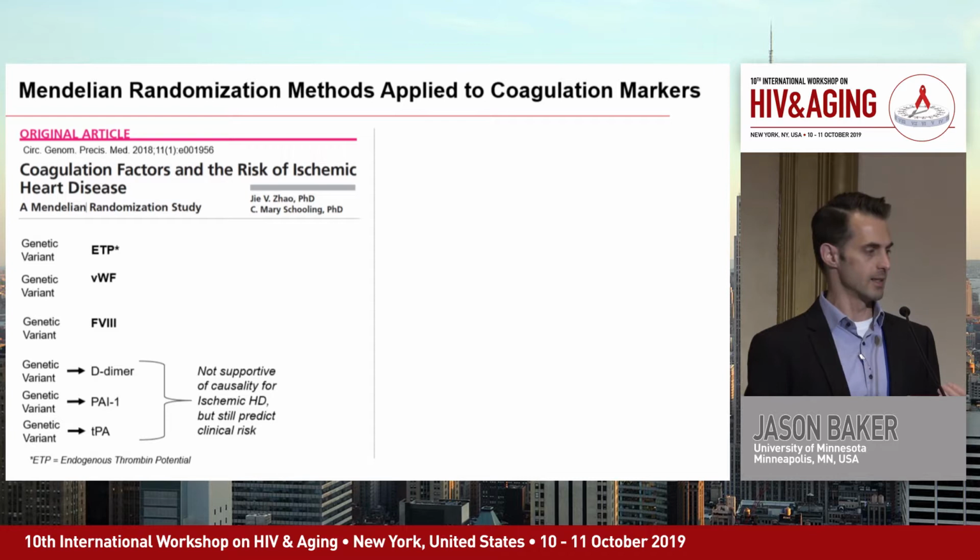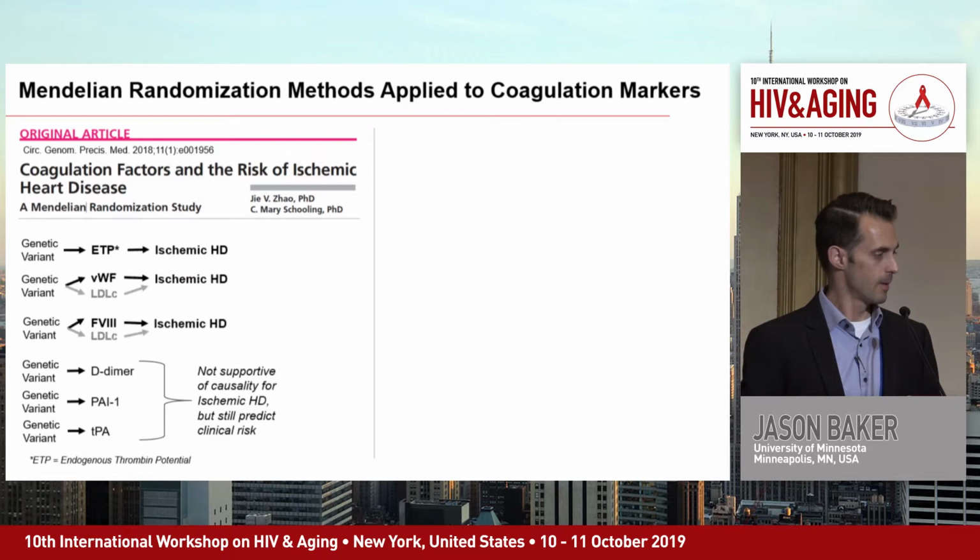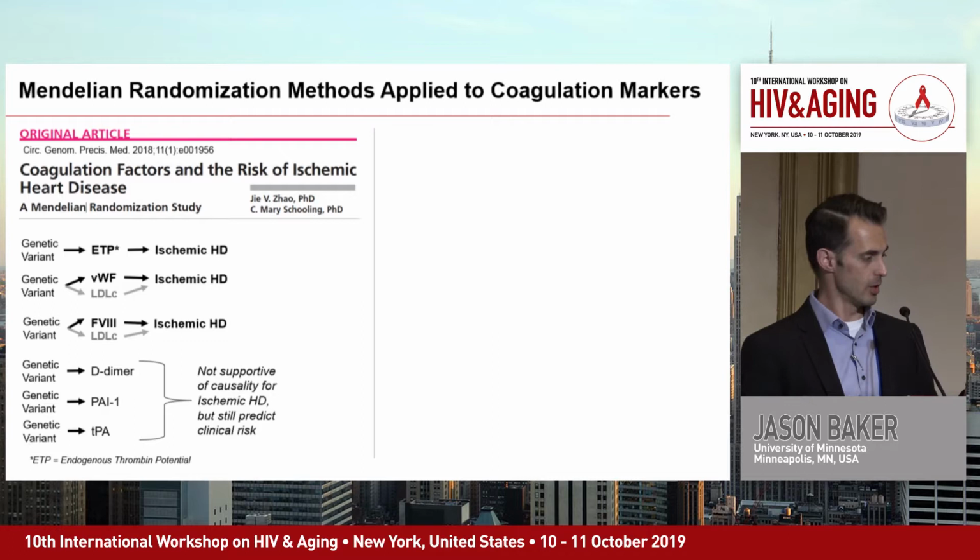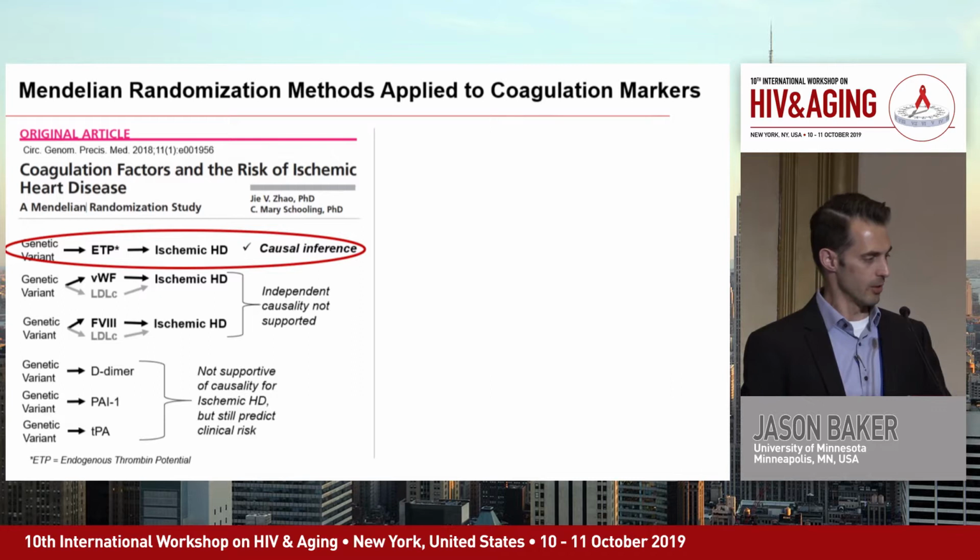And among the ones at the top, endogenous thrombin potential actually was the one that ended up meeting significance for causal inference, because there was some potential confounding with the gene variants in von Willebrand factor and factor VIII that also associated with increased LDL, so couldn't quite say that it's an independent causal. So this supports, through different methods, the pathway of thrombotic events in vessels and ischemic heart disease, and increased thrombin potentially being relevant for that.